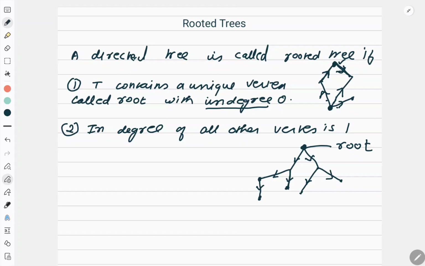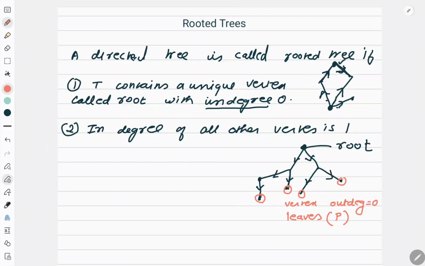Now, there are a few vertices with out degree 0. Can you figure out which those are here? This one, this one, this one and this one. These are the vertices with out degree equal to 0, and they are known as leaves. I will be representing them by P.